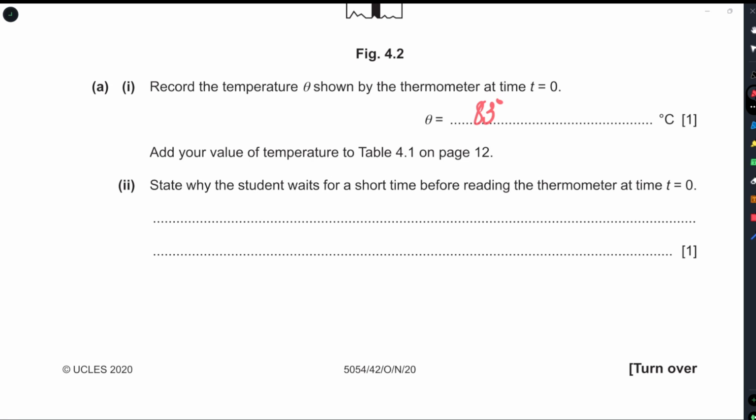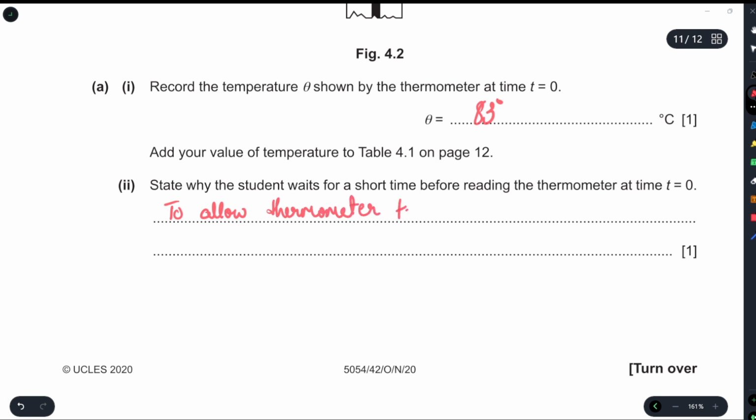Obviously, once you put the thermometer in, it doesn't show the reading immediately; it takes time. So you're going to have to wait for the thermometer to reach a constant or maximum value, right? So she waits for a long time to allow the thermometer to reach maximum value.